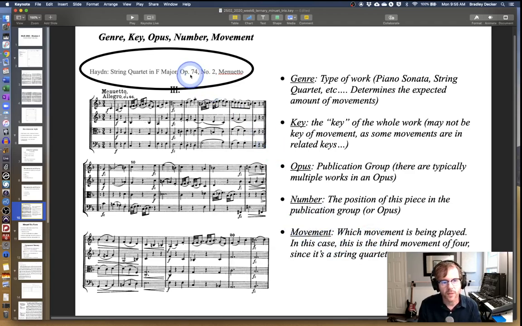It's in Opus 74. It's the second string quartet in Opus 74. This particular one is in F major, and this tells you what it is. And this tells you basically the subtitle, the Minuetto, right here.